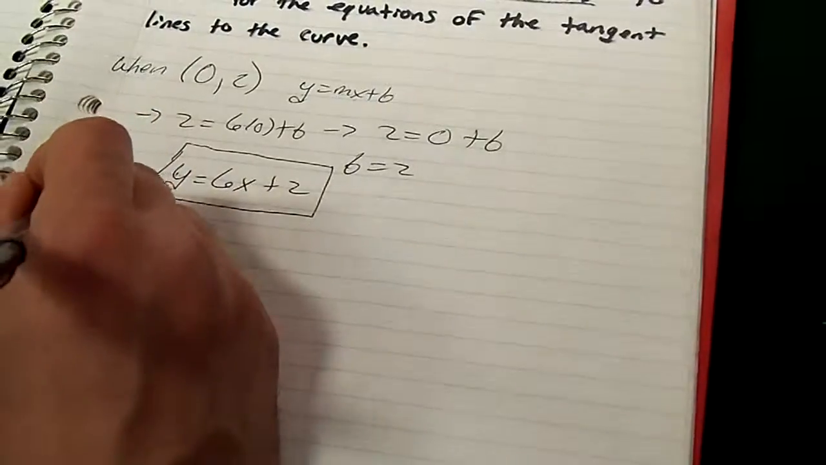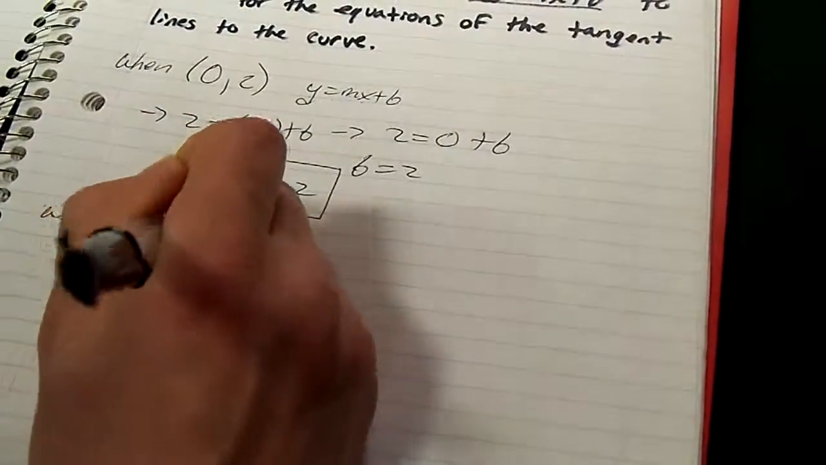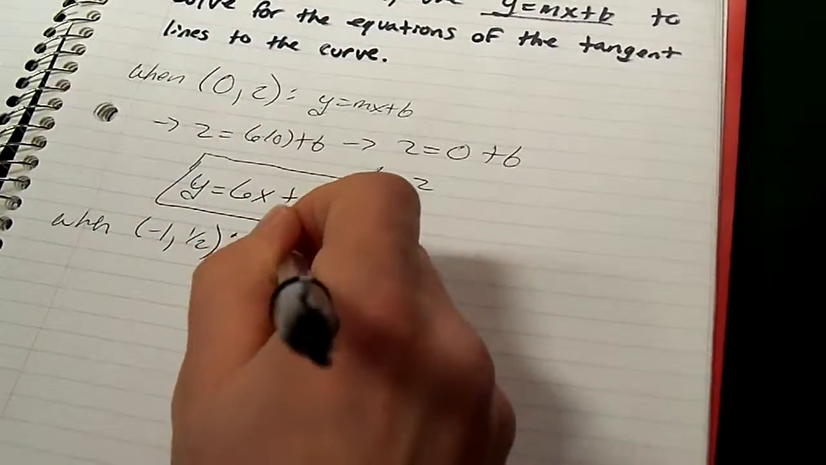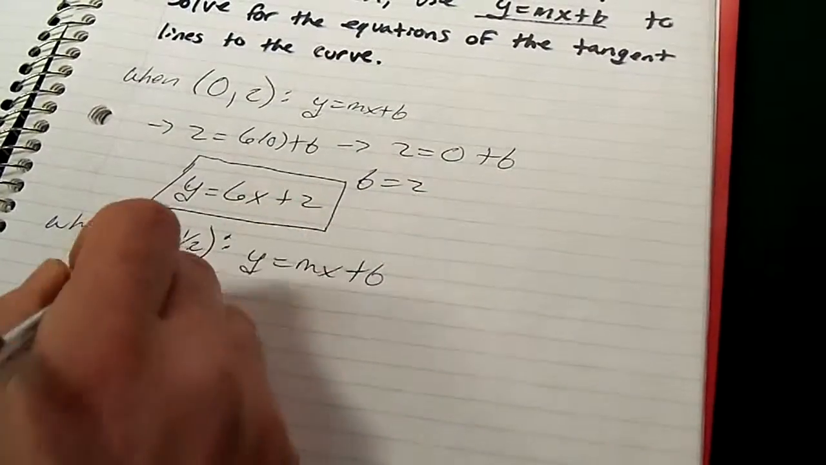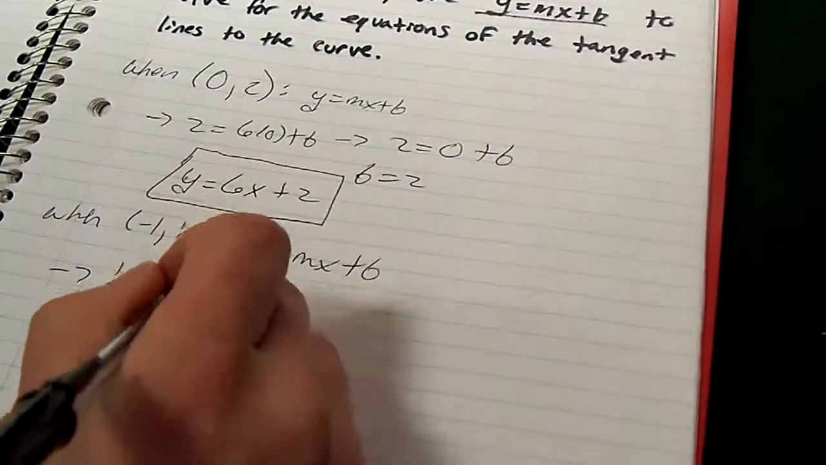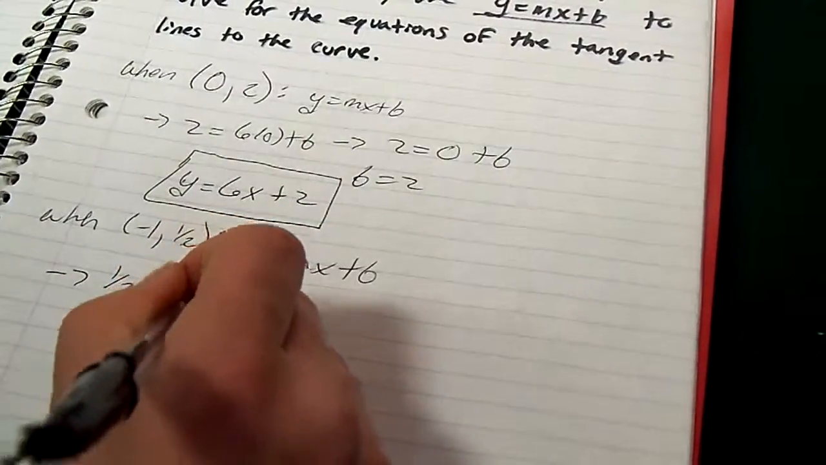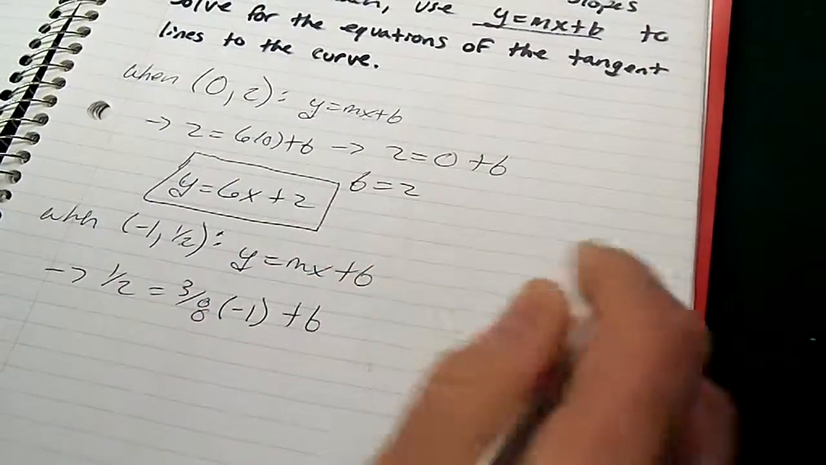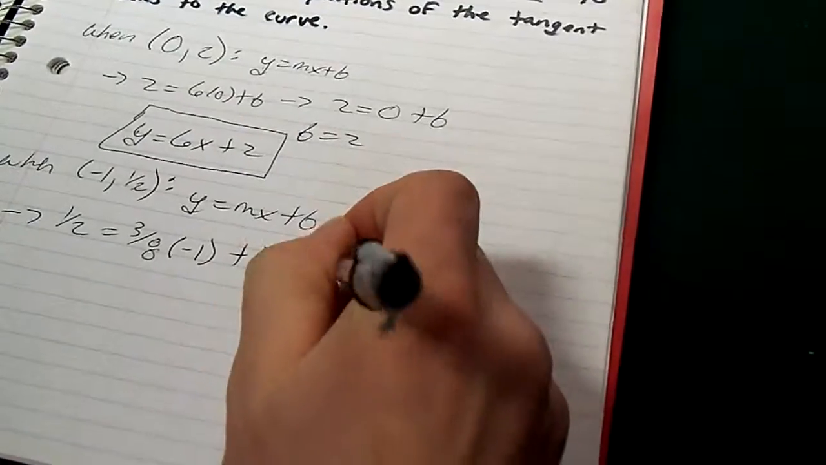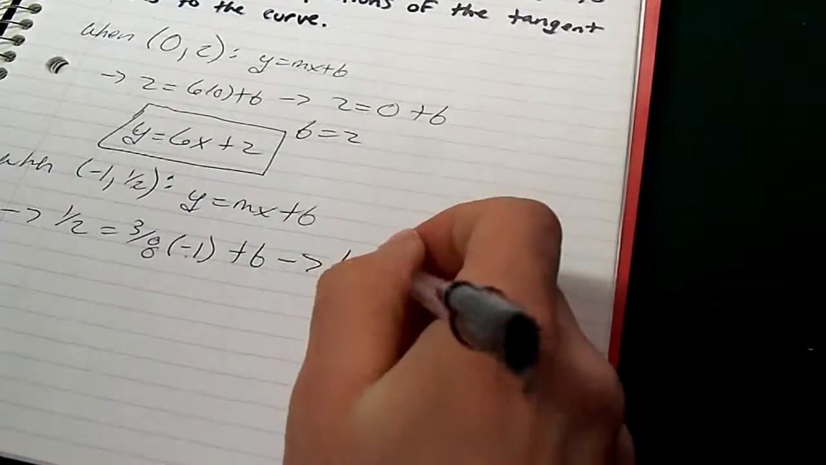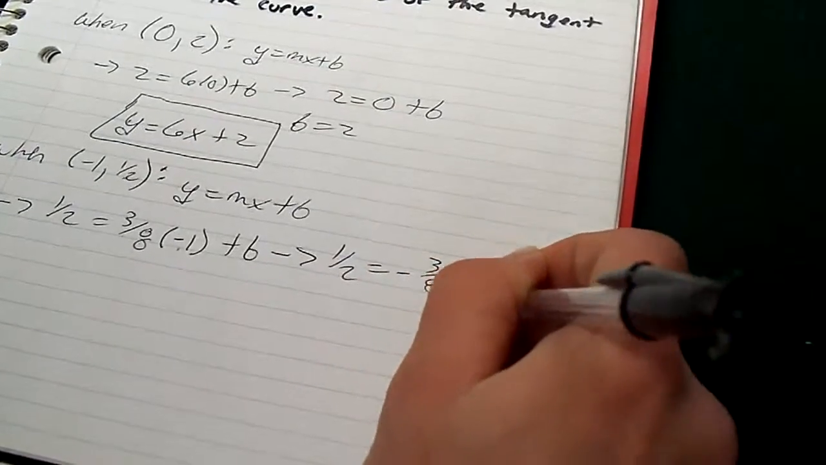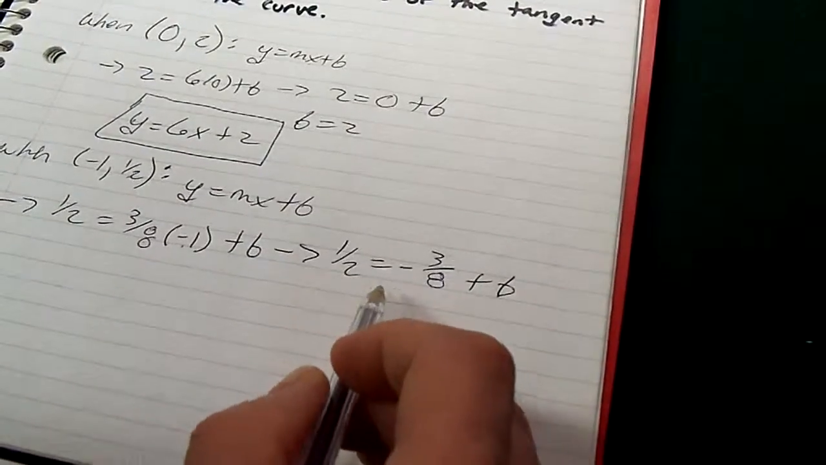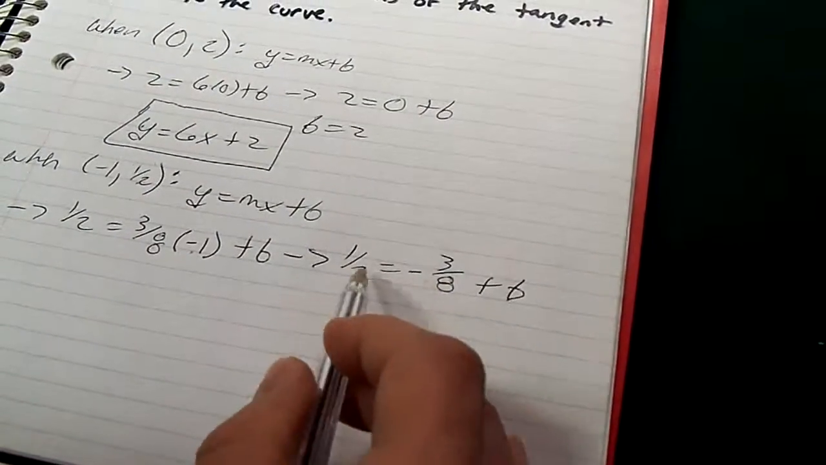Now for the second one, when x is negative 1 and y is 1/2, our second coordinate, we're going to use the same equation, y equals mx plus b, and this time we'll plug in 1/2 for y. Half equals our slope that we found, which was 3/8, and we're going to plug in negative 1 for x, and then we're going to solve for b. So this will turn to 1/2 equals negative 1 times 3/8, which is negative 3/8, plus b. So we need to get rid of the 3/8 on the right side by moving it to the left side. That way we can solve for b. But in order to do that, we have to find a common denominator.